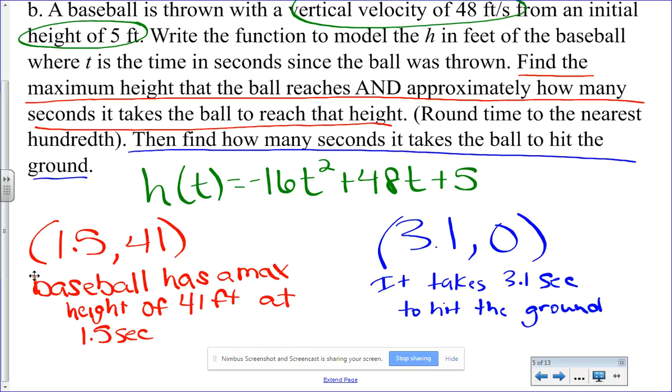So for the projectile motion problems, you can use either negative b over 2a to find your vertex, and then also factor or use the quadratic formula to find your 0, or you can use the graphing calculator.